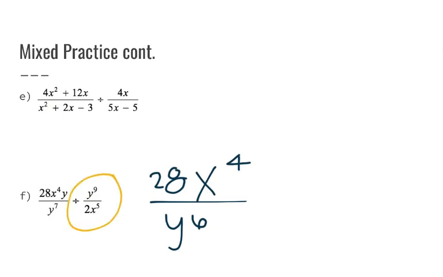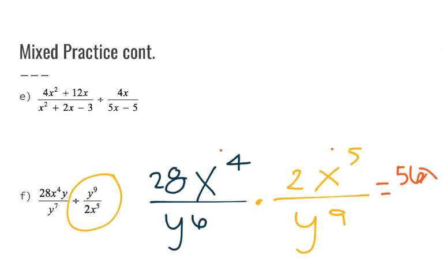And the second fraction, let's make that multiplication and flip it to make it easier on us. And let's condense some things together here. So 28 times 2 is 56. And then x to the 4th times x to the 5th is x to the 9th. Over, and then I can put these y's together. That would be y to the 15th.